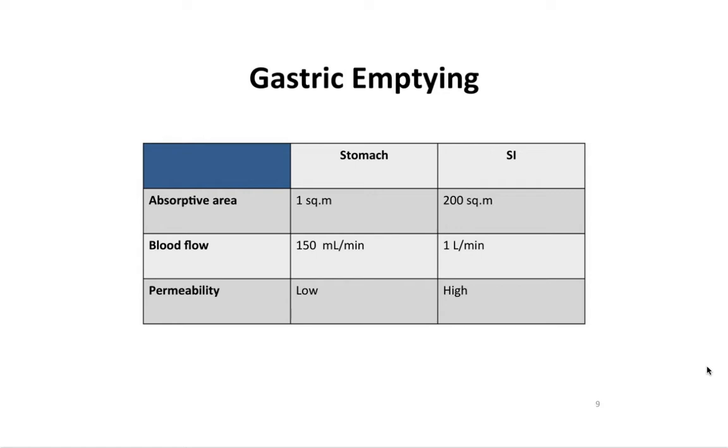The three main factors that favor absorption of molecules from the small intestine are shown in that table. For example, the absorptive area available in the stomach is about 1 square meter. However, in the small intestine it is about 200 square meters. Blood flow: things that are getting absorbed should be able to be removed from the site of absorption, right? And that occurs through blood perfusion. In the stomach, blood flow is about 150 milliliters per minute. In the small intestine, it's 1 liter per minute.